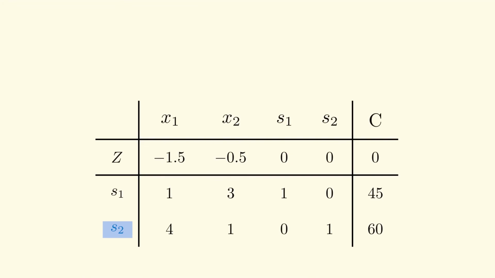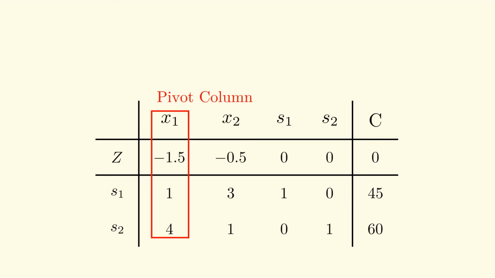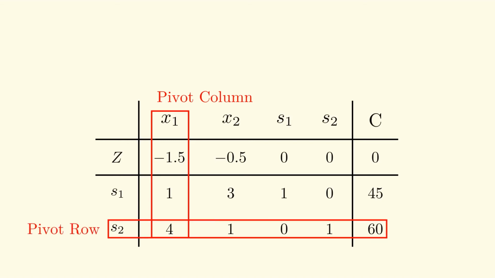Now, increasing x1 means that the current basic variable s2 associated with the second constraint becomes 0. We call x1 the entering variable and s2 the leaving variable. The entering variable column is called the pivot column and the leaving variable row is called the pivot row, with their intersection being the pivot element. This is just basic simplex jargon that we need to know, because why not?